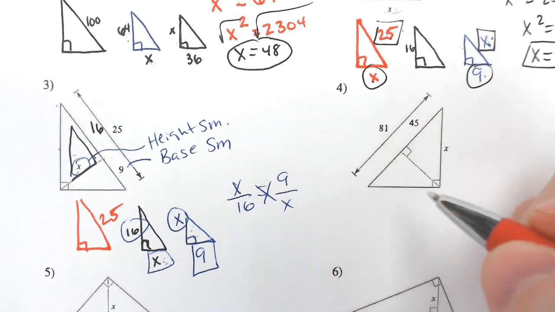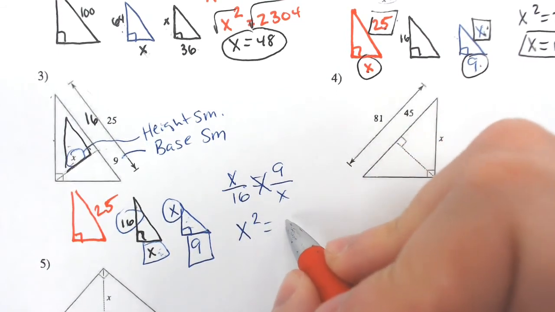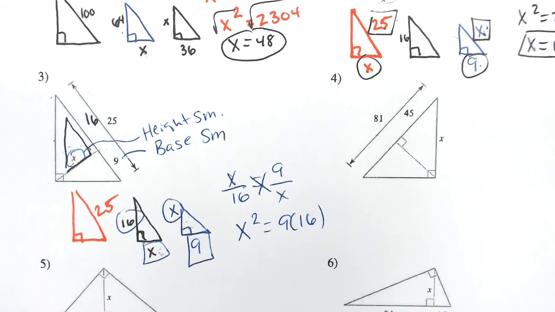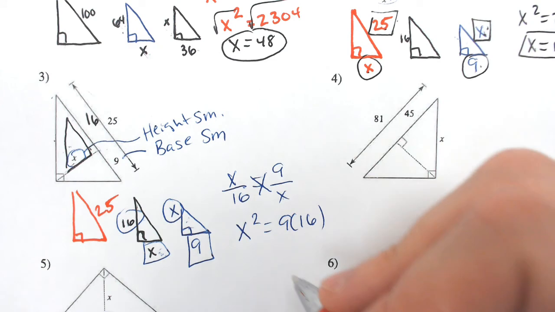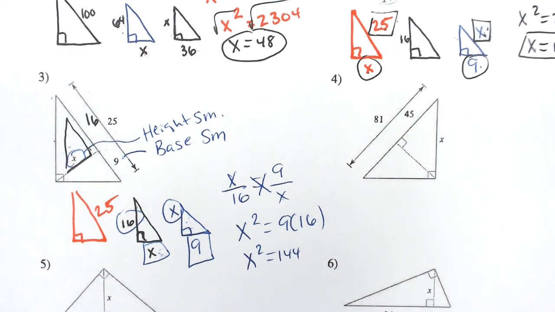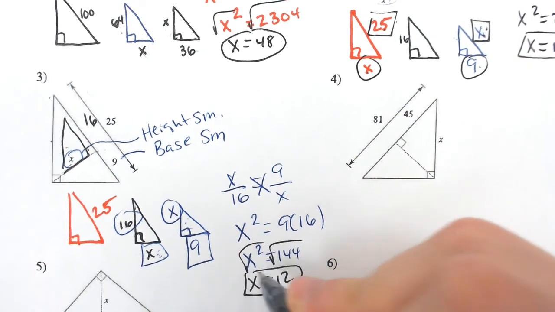Again, we're going to get X squared. I'm kind of getting tired of X squared. X times X is X squared, equals 9 times 16. Multiply 9 and 16 together, and you get 144. The square root of 144 is going to be our answer, which is 12.